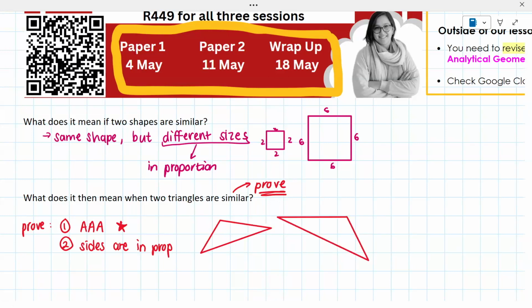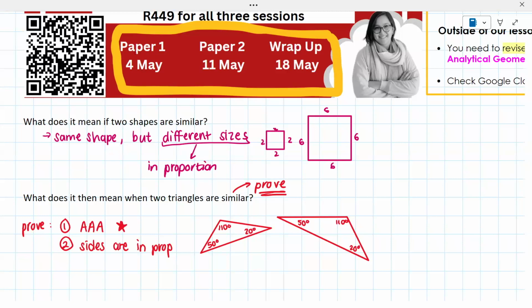And if you could show that all 3 corresponding angles are equal to each other, then you have shown that those shapes are similar. They're very clearly different sizes. One is much bigger than the other, but they are similar because the corresponding angles match up. So like I say, angle is the one we use most often.